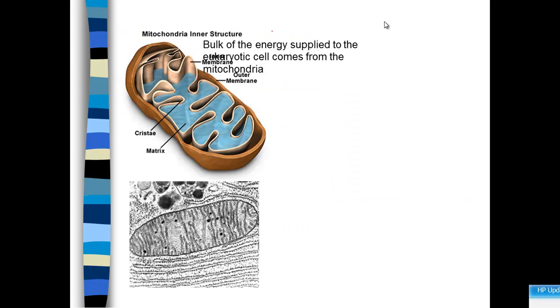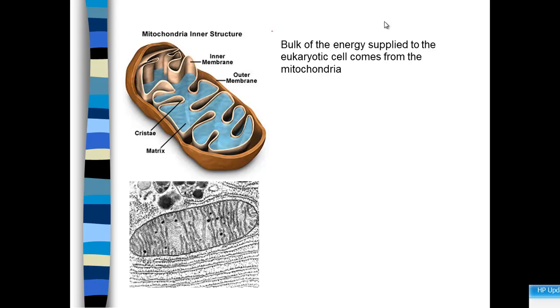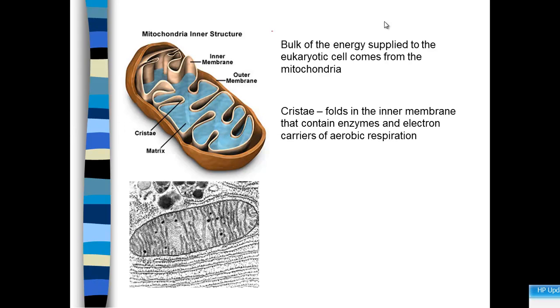Okay. Here's mitochondria. The bulk of the energy supplied to the eukaryotic cell comes from the mitochondria. And you'll see that we have the outer membrane and the inner membrane, and within the inner membrane are these projections called cristae. And cristae are the folds that contain the electron transport chain, which is responsible for cellular respiration.